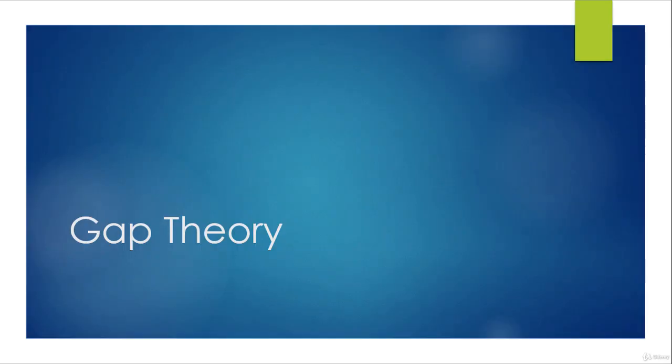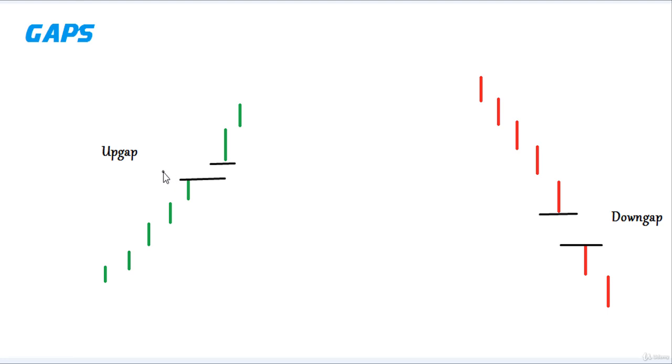Welcome to the next lecture in which we will learn about the gap psychology. A gap is the unfilled space or area on the price chart in which there were no trades. These are the gaps where there are no trades. Normally this occurs between the close of the market on one day and the next day's open.